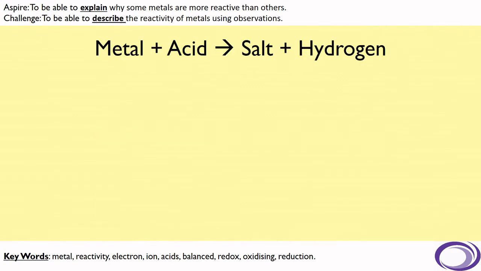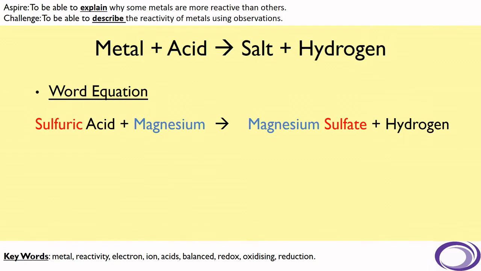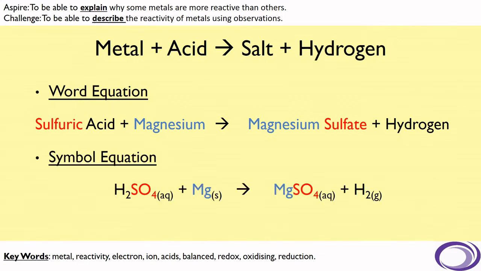An example of this would be the reaction with sulfuric acid and magnesium, and that forms magnesium sulfate and hydrogen. Here is the symbol equation for that reaction. And as you can see, the sulfate ion attaches to the magnesium ion from the metal, which means the hydrogen ions from the acid then form hydrogen gas.